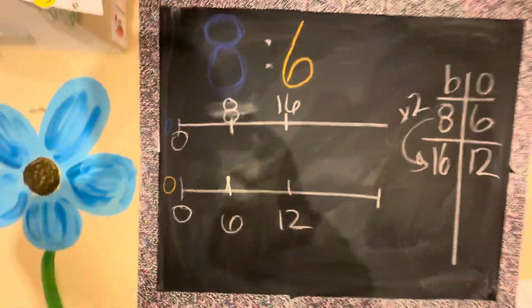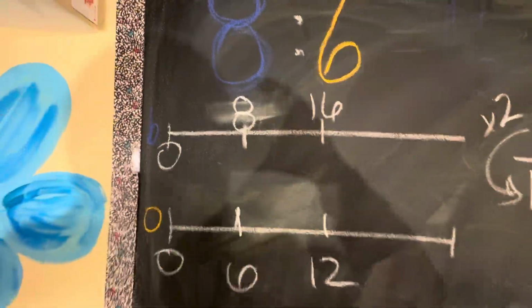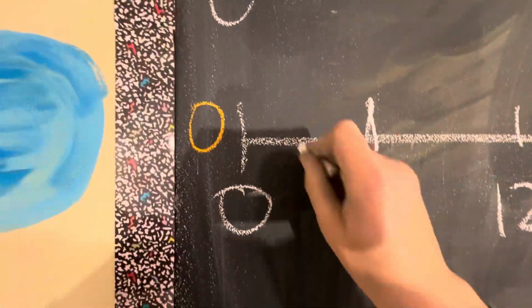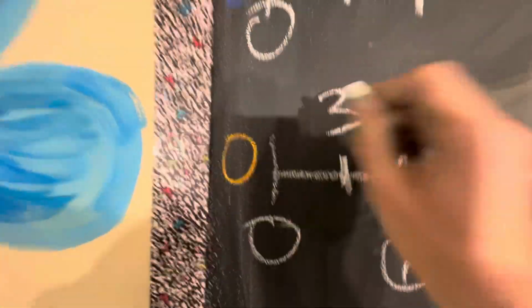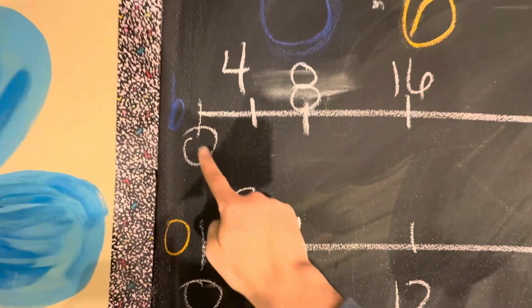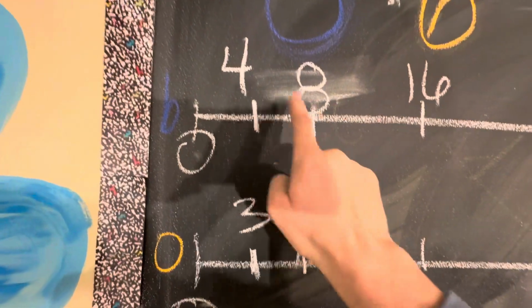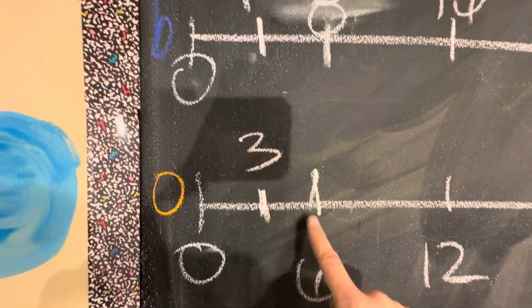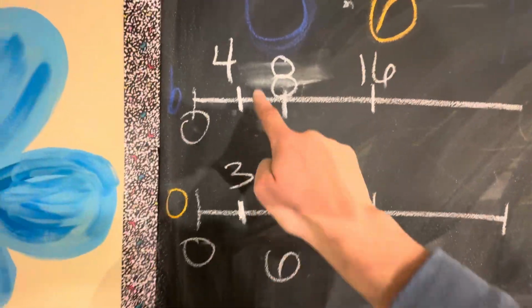go back to the board to double check. Let's see. Wait. If this is 8 and 6, where would 4 and 3 be? Right in between the 0 and 8 is a 4, and right in between the 0 and the 6 is a 3. How did I know that? Well, because halfway between 0 and 8 is 4, because 8 divided by 2 is 4. And halfway between 0 and 6 is 3. So it's like, now I could count by 3s and 4s also.